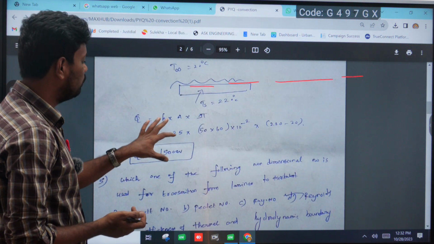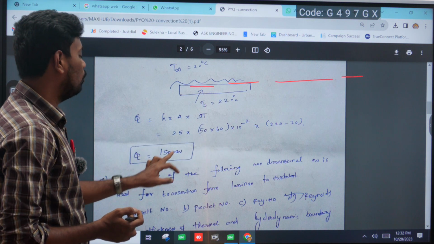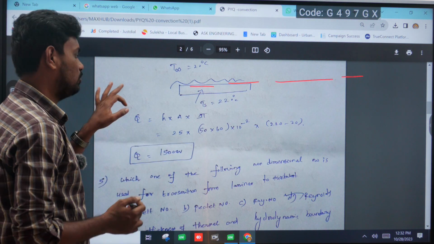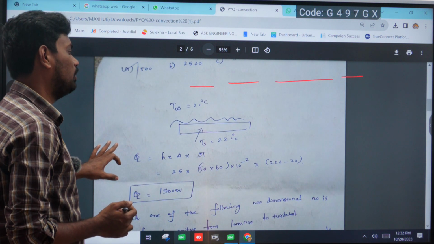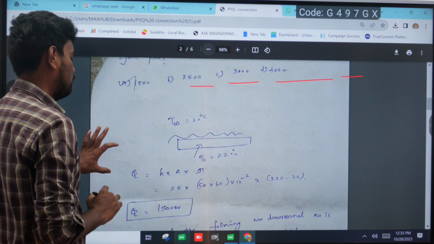So if I use this equation, I substituted all the values, and I got the value Q is equal to 1500 watts. So this much amount of heat is lost from the plate. So the answer is 1500 watts, right?